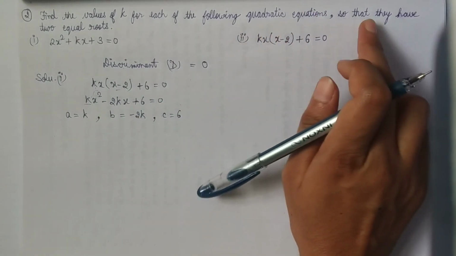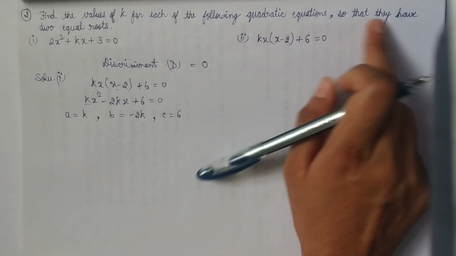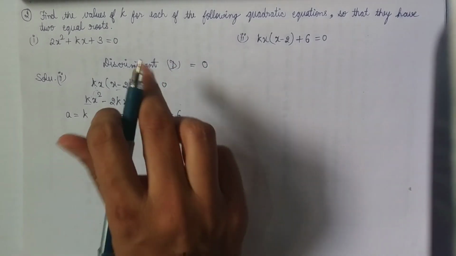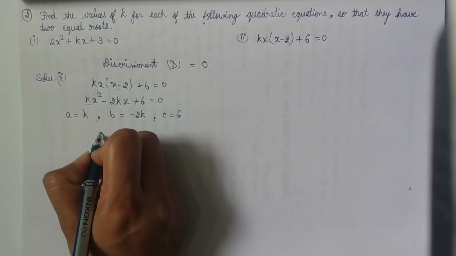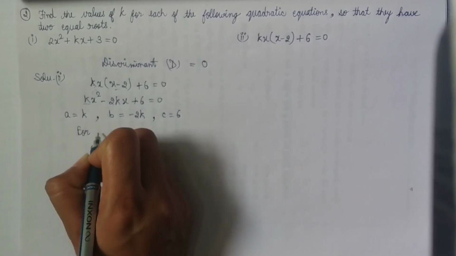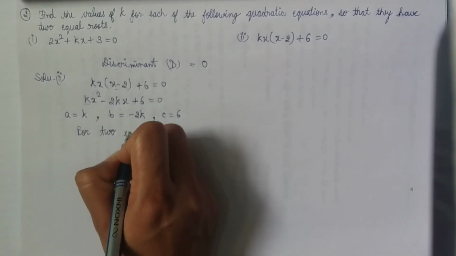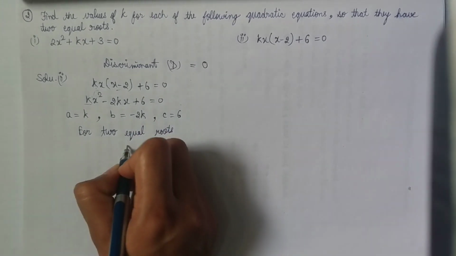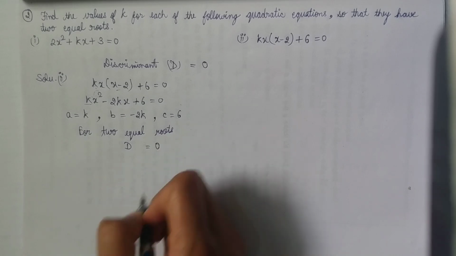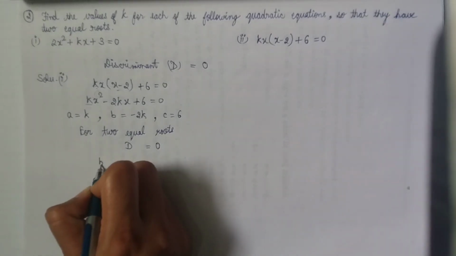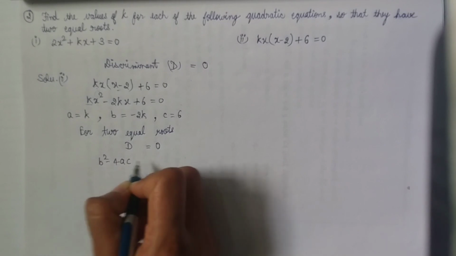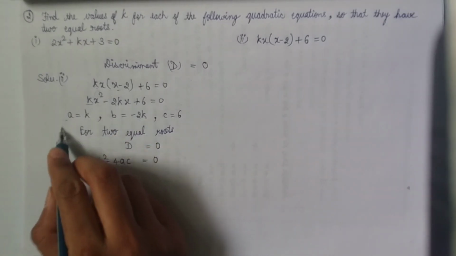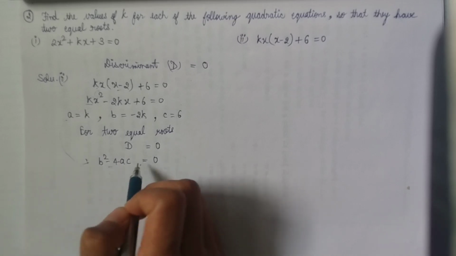Now the question already told us that they have 2 equal roots. So when will we have 2 equal roots? When our discriminant is equal to 0. So for 2 equal roots, the discriminant is equal to 0. And the discriminant is b square minus 4ac, which is equal to 0, right? So now we will put these values into this formula.